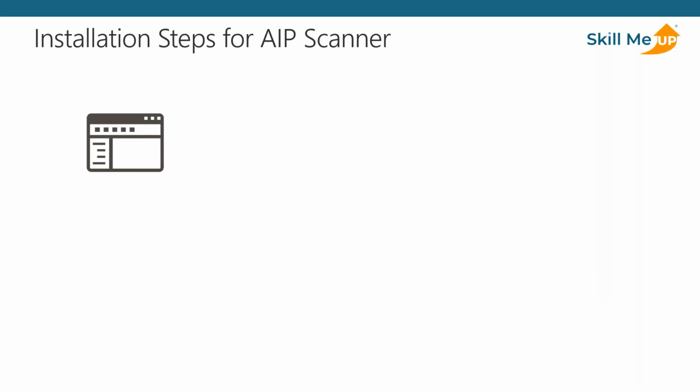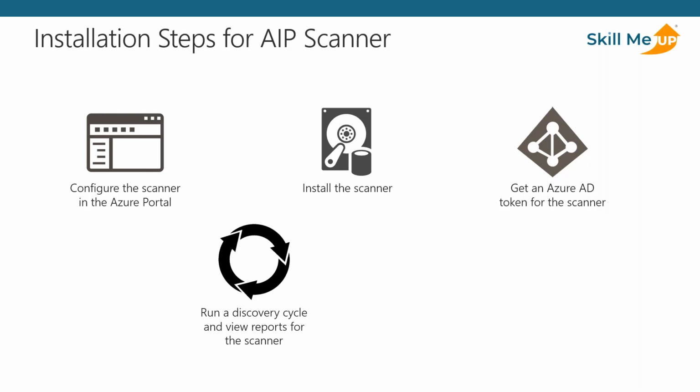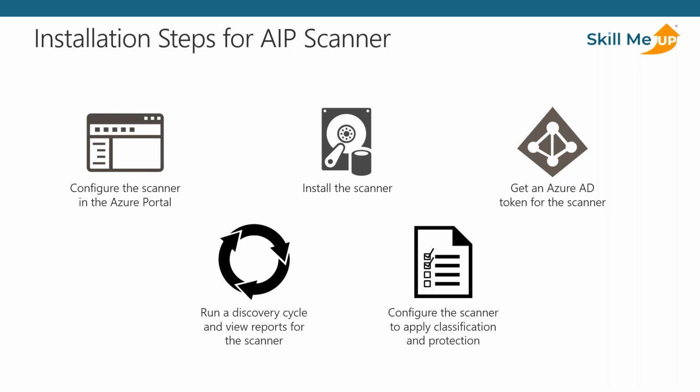To install that one on premises, you first configure the scanner in the Azure portal. There's a profile that needs to be created inside Azure Information Protection, which is in the Azure portal. You then install the scanner itself. There's a download for that. Then you need to get an Azure AD token for the scanner. This is done utilizing PowerShell that you'll execute. It's quite extensive PowerShell to be able to get an authentication token back. Once that's done, you then run a discovery cycle and then view the reports to make sure that it was working as expected.